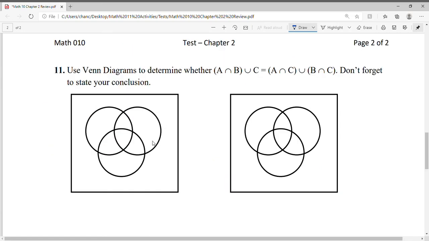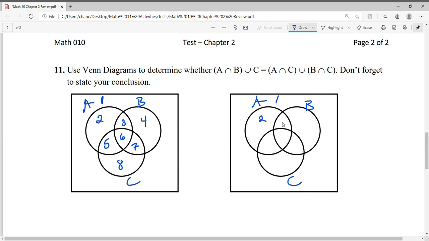Question number 11. Let's use the Venn diagrams to determine whether A intersect B union C is equivalent to A intersect C union B intersect C. Don't forget to state your conclusion. So let's label these as A, B, C for each of these Venn diagrams, and we'll fill in some numbers. I'm going to put 1 here for this region. Let's say this is 2, 3, 4, 5, 6, 7, 8. Again, these numbers can be different than yours, but you'll get the same answer as long as you label each of the regions a different number.